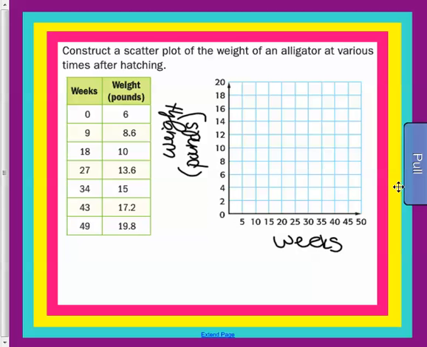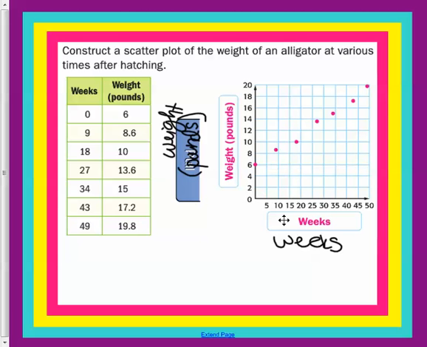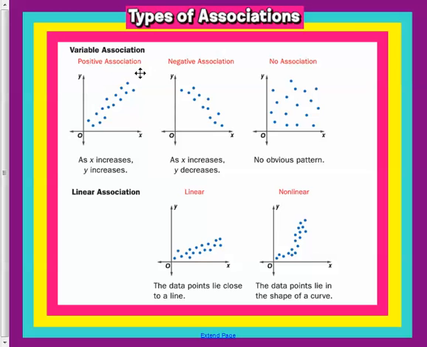Okay, make sure that you have paused the video. So take a look at what I did. I have my weight in my pounds, I have my weeks here, and then from here on, as the weeks increase, do you notice that the weight is also increasing? So we talk about these things and we call them something specific. We call this a positive association, a negative association, and no association. When there's no real pattern going on, it's no association.